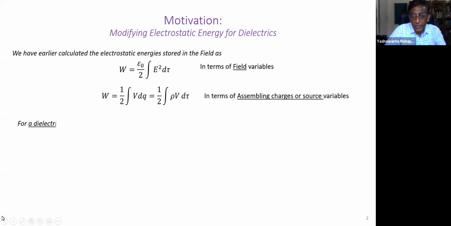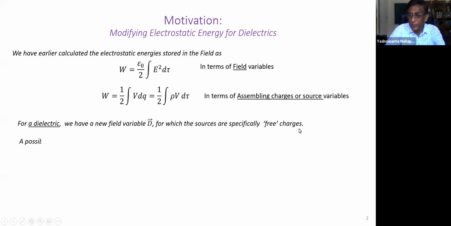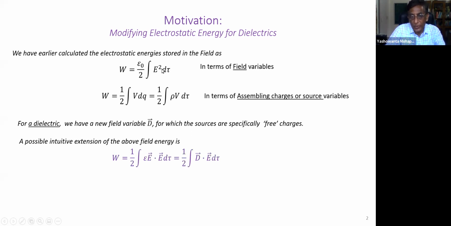But we know that for a dielectric, we have a new field variable, that is D, for which the sources are specifically free charges. So a possible intuitive extension of the above field energy is that you take this epsilon inside and use one of the E here to epsilon E to make it D. So half D dot E d tau. So then it looks like I can use my D and E together to get the total energy.